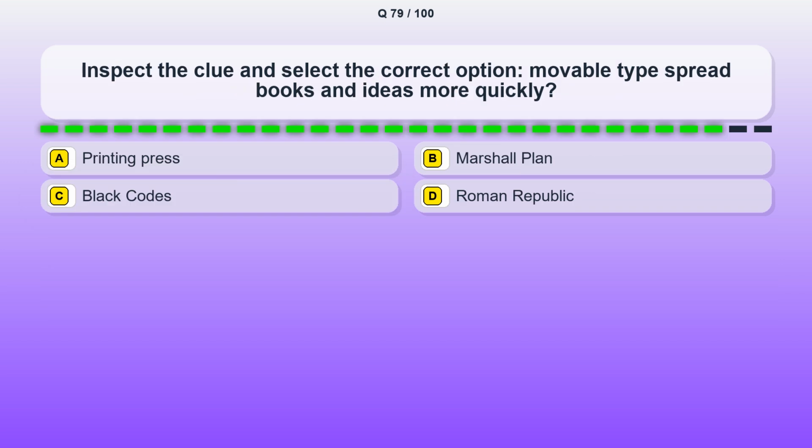Question 79. Inspect a clue and select the correct option. Movable type spread books and ideas more quickly. Option A, printing press. Option B, Marshall Plan. Option C, black codes. Option D, Roman Republic.